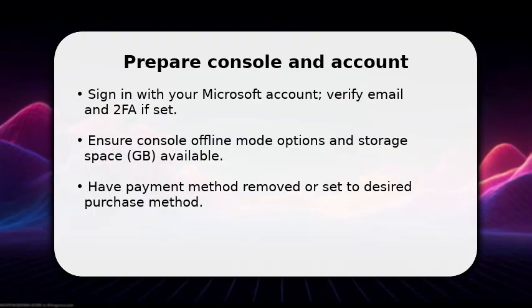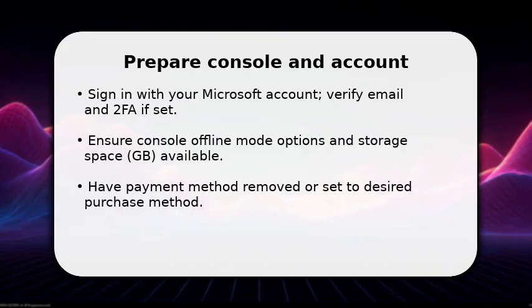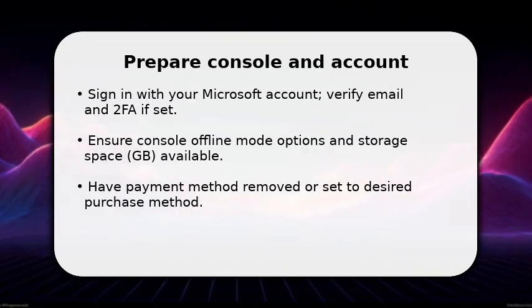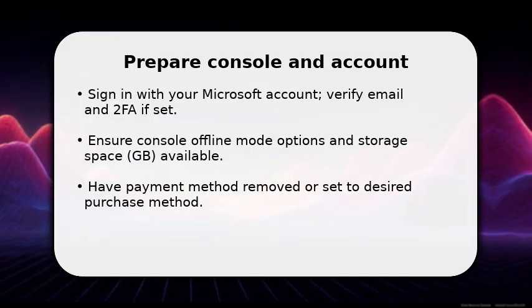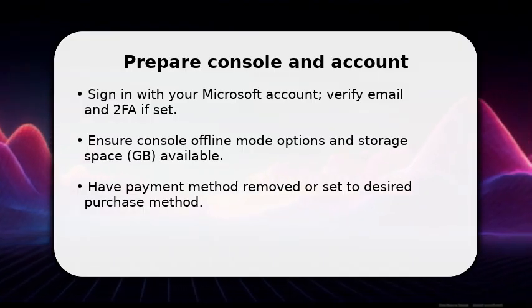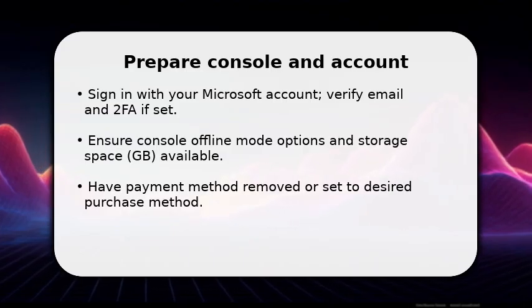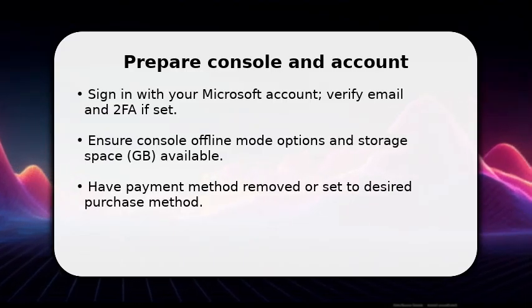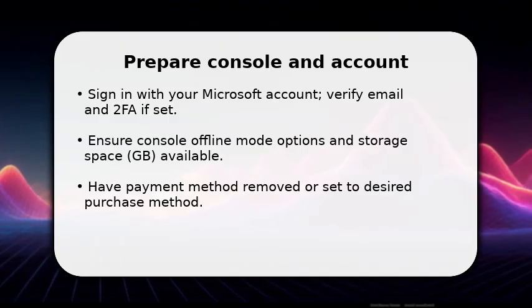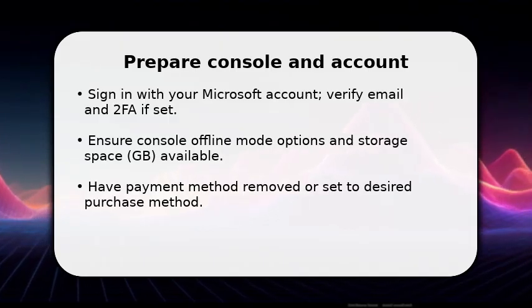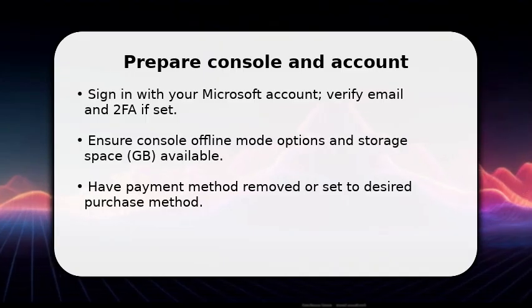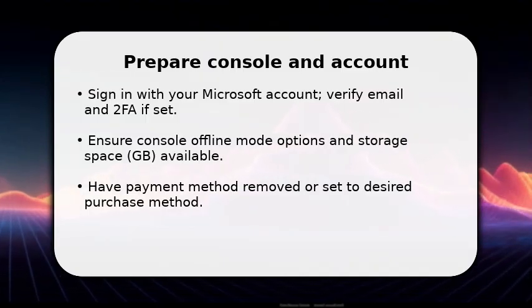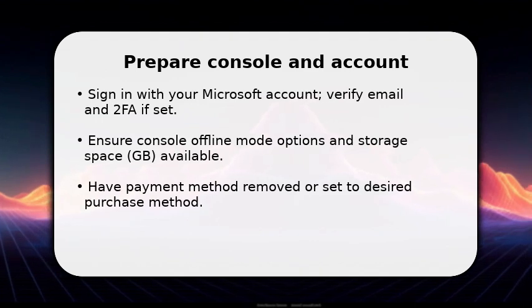You start by getting the basics ready so purchases and ownership are clear. Sign into your Microsoft account on the Xbox, confirm email and two-step verification if present, and make sure your storage has the GB you need. Once done, check account payment settings and remove Game Pass recurring billing or cancel the trial. This prevents automatic charges. Also check offline mode and privacy settings so you can still access owned games without subscription interruptions.